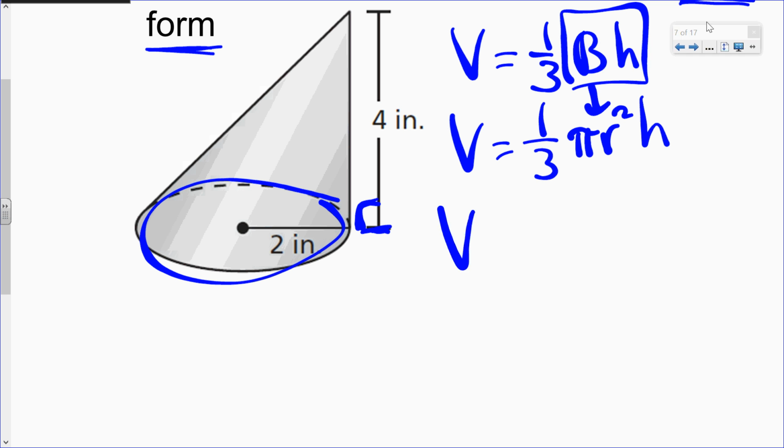Okay, I'm not going to write approximation. I'm going to write equal, because I'm going to give the exact answer. I'm not replacing pi with 3.14.